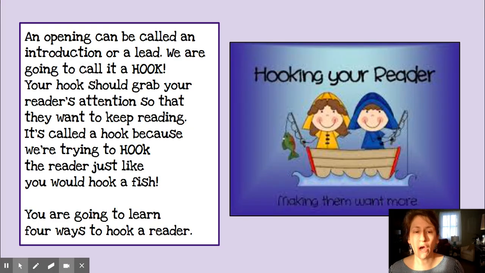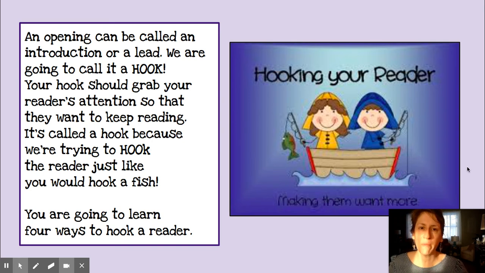Okay, so it's a similar structure. It's just the kind of details that we include are going to be different. Okay, so we mentioned the hook. An opening can be called an introduction or a lead. We're going to call it a hook. We call it a hook because we want it to grab your reader's attention so that they want to keep on reading. That's why it's like we send out the hook and we caught you. And now you're going to be interested in reading the rest of what we wrote.